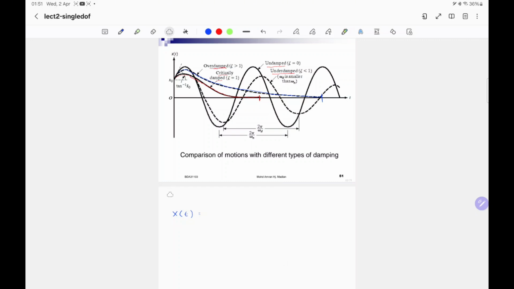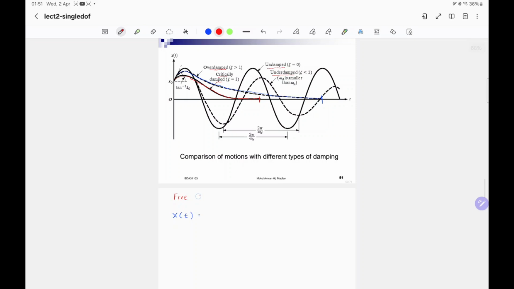So for free damped vibration, the response can be written as x(t) equals e to the power negative zeta omega n t, multiplied by A1 cos omega d t plus A2 sin omega d t.